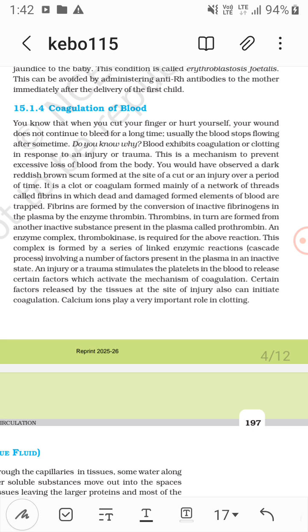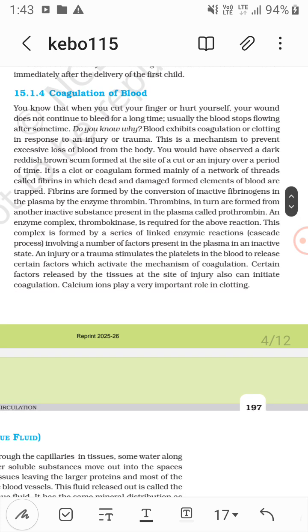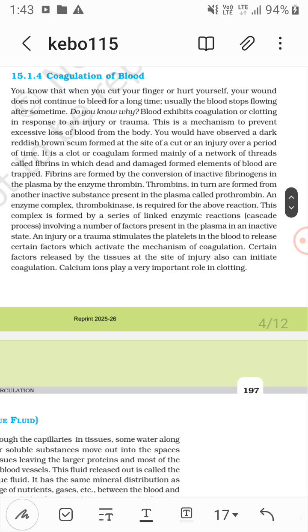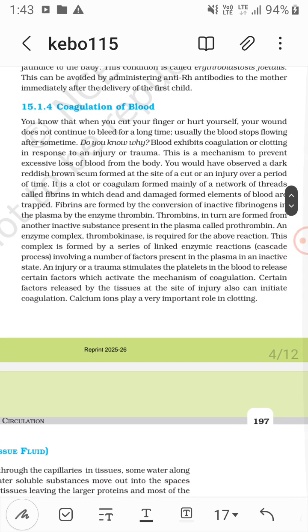So prothrombin is converted into thrombin, and this thrombin converts fibrinogen, the inactive fibrinogen present in the blood, into fibrins. These are thread-like structures, a network of threads. So I can read it like this: fibrins are formed by conversion of inactive fibrinogens in the plasma by the enzyme thrombin, and thrombins in turn are formed from the inactive substance present in the plasma called prothrombin by the enzyme thrombokinase. So this is the coagulation of blood.